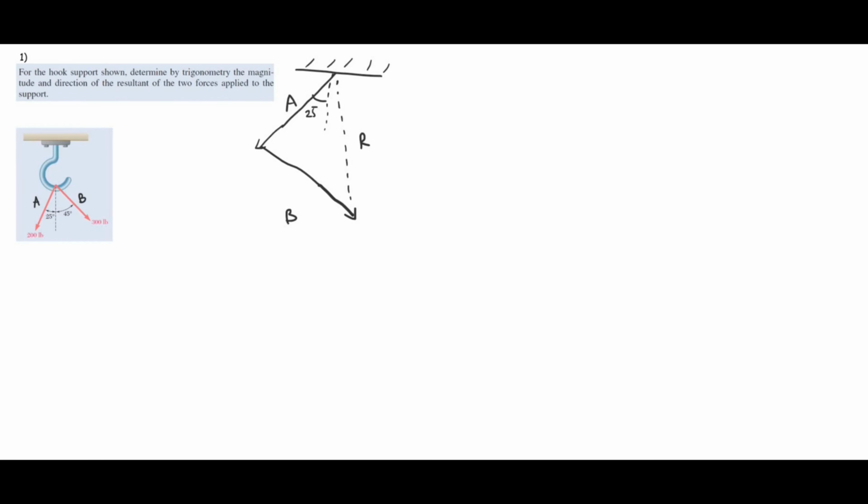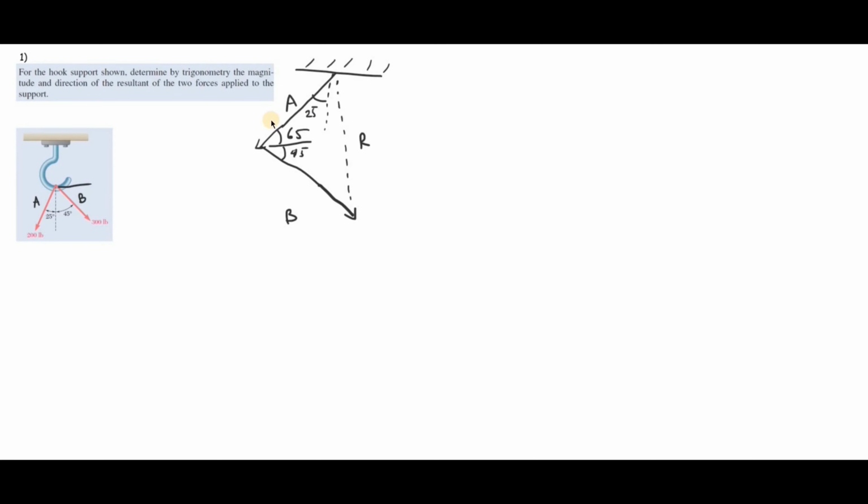Another thing to note is between the vertical line and the vector B, it's 45. So that must mean the angle between the horizontal and vector B is also 45. That's why here we have 45 degrees. Finally, we know that since this forms a triangle, it will be a right triangle. And we know that a triangle is 180 degrees. If this is a right triangle, then these two angles have to add up to 90. 90 minus 25 would give you 65. So this angle is 65.